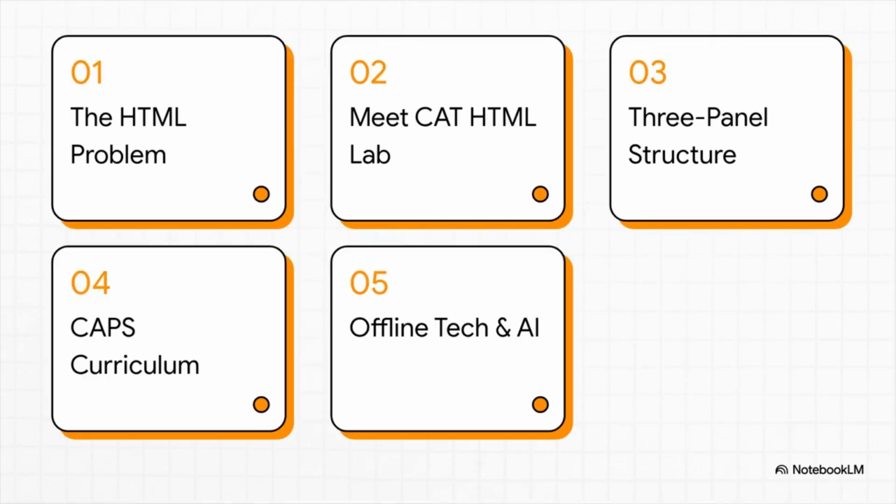So here's our roadmap for this explainer. First, we'll look at the core HTML learning problem. Then we'll officially meet the CAT HTML Lab, break down its unique 3-panel structure, check out its CAPS curriculum alignment, and finally, dive into the offline tech and AI resources.